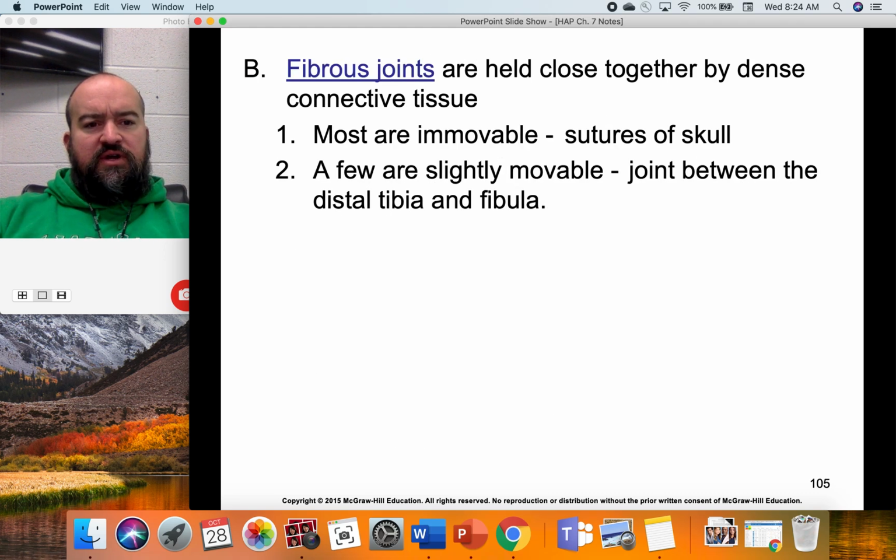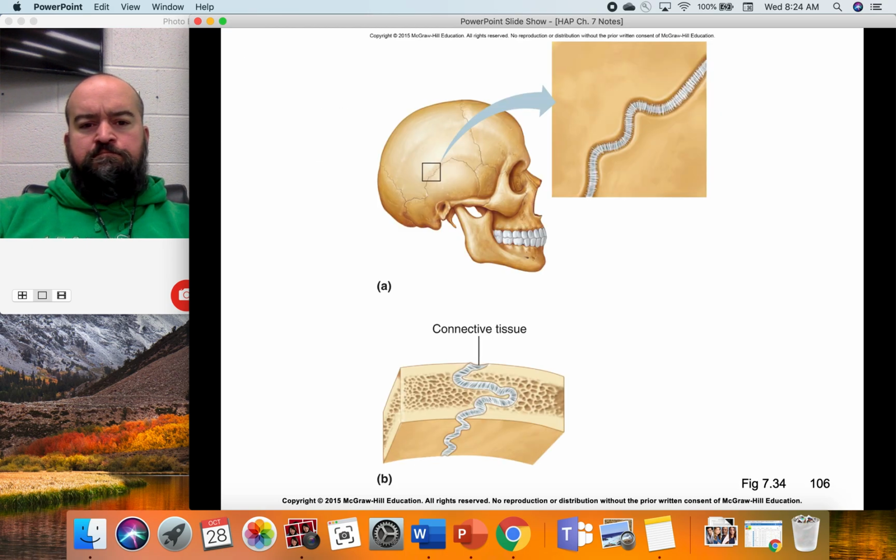So again, fibrous joints are held together by dense connective tissue. The sutures of the skull that we just looked at are the major example of those. And then also a joint between the distal tibia and fibula. So that's down there near the ankle.